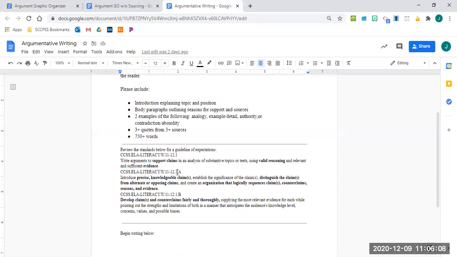We're going to support our claim using valid reasoning and evidence. Our claim will be precise and knowledgeable. We will distinguish it from alternative claims or counterclaims. We'll organize things logically using the sequence of claims, counterclaims, reasons, and evidence, and develop counterclaims fairly and thoroughly.